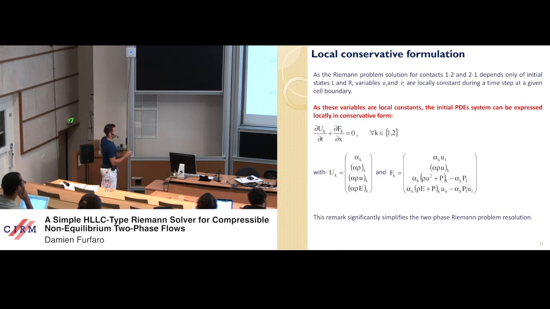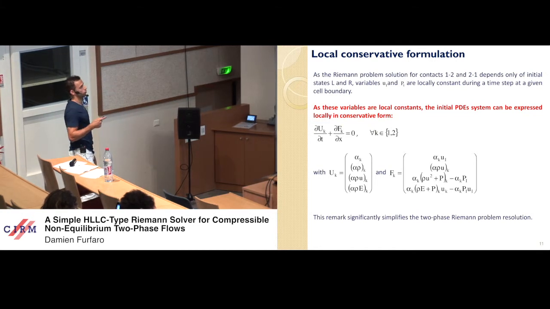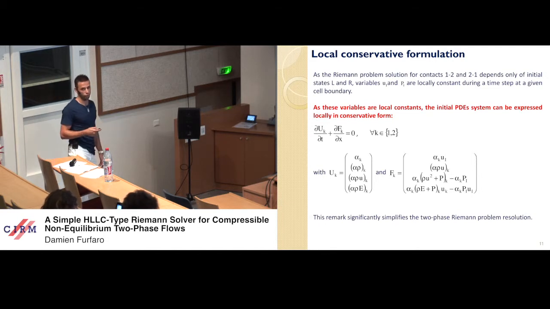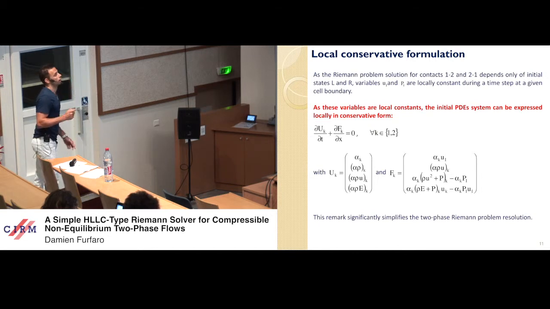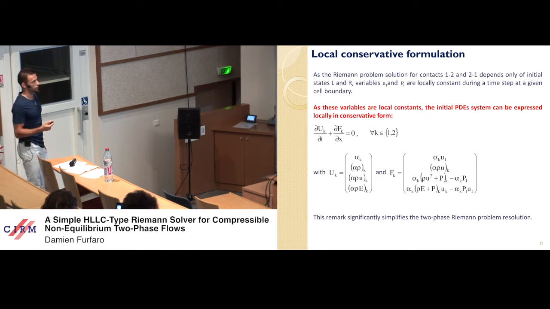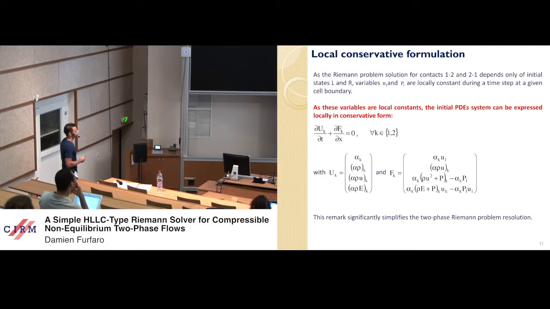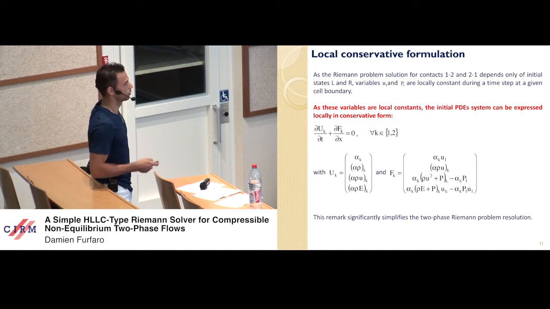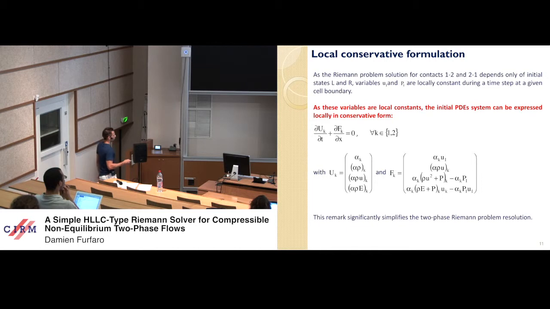As the Riemann problem solution for contacts 1-2 and 2-1 depends only on the initial left and right states, variables ui and pi are locally constant during a time step at a given cell boundary, and this is an important point. As these variables are local constants at a given cell boundary, the initial PDE system can be expressed locally in conservative form. So the non-conservative term, volume fraction multiplied by the gradient of hk, which depends only on ui and pi, vanishes. Locally, we only consider the conservative form of the equation with the conservative variable vector and the flux. This remark significantly simplifies the two-phase Riemann problem resolution.